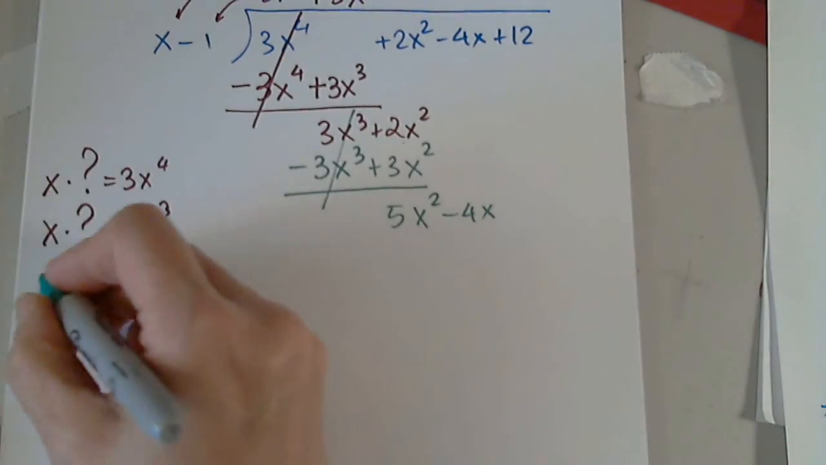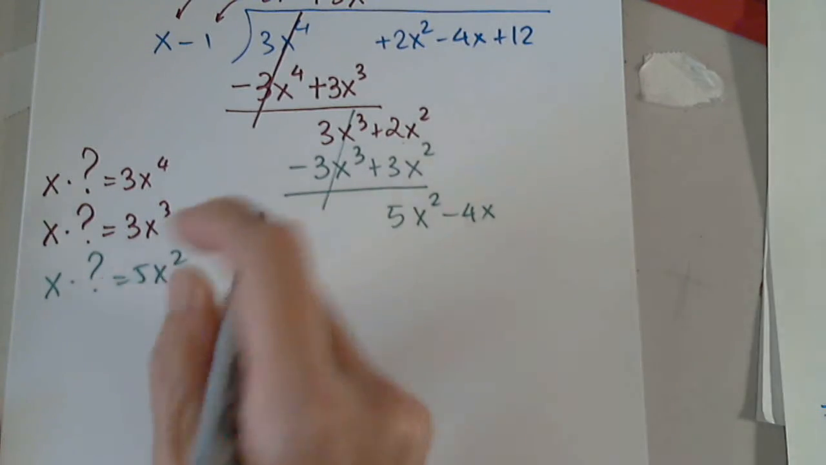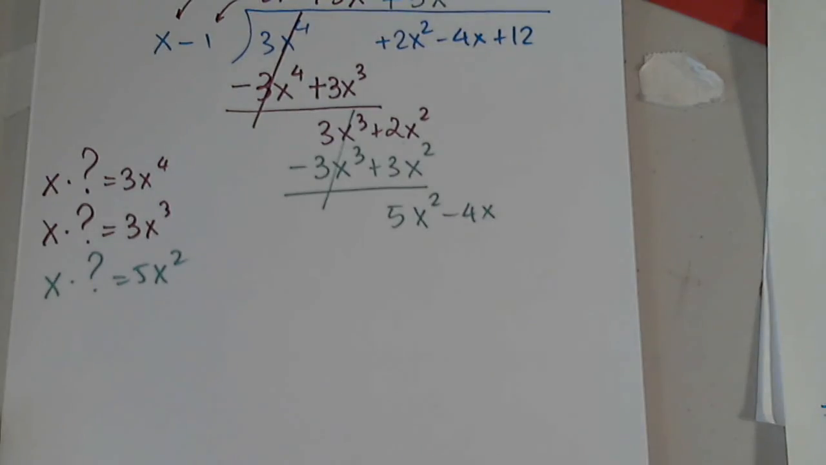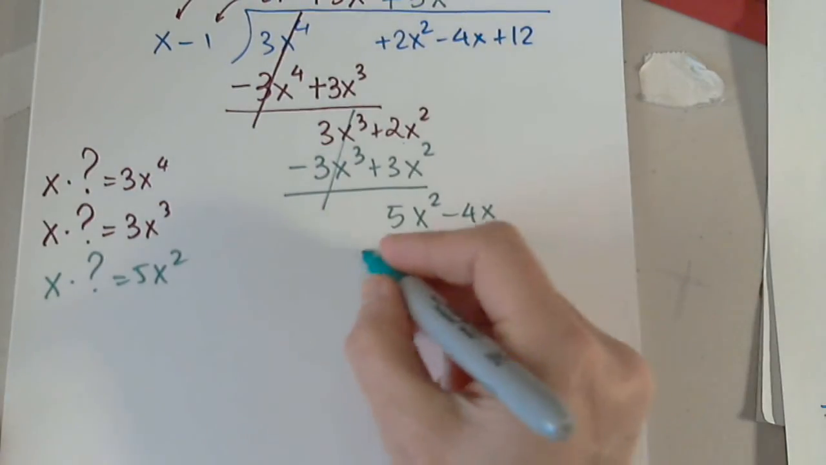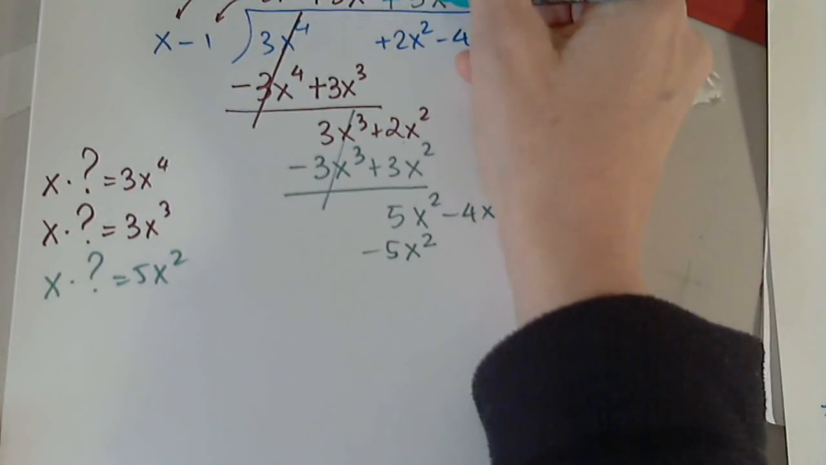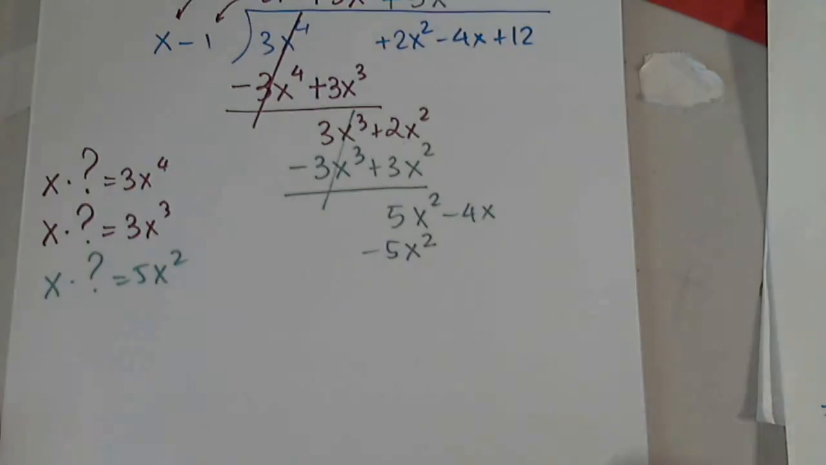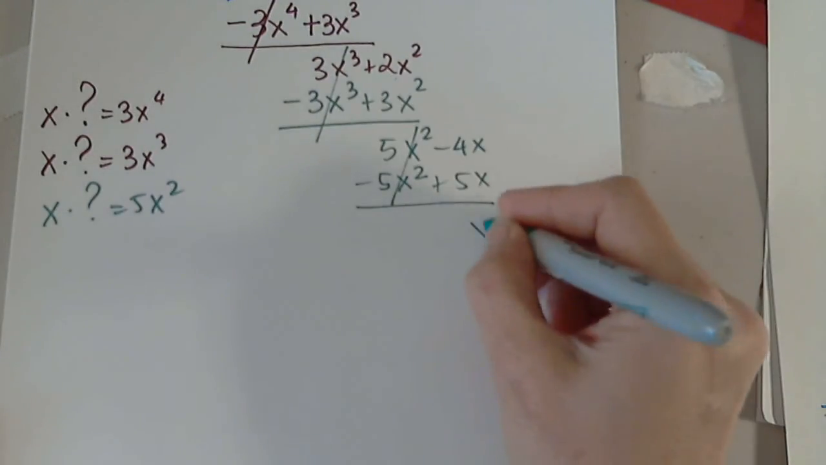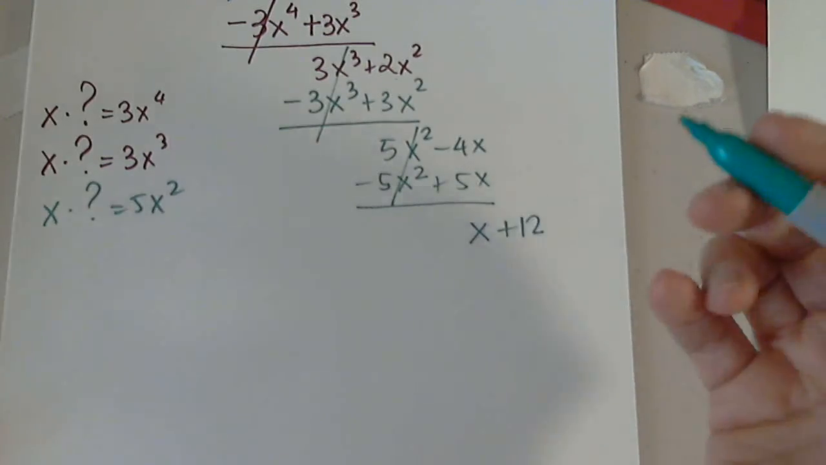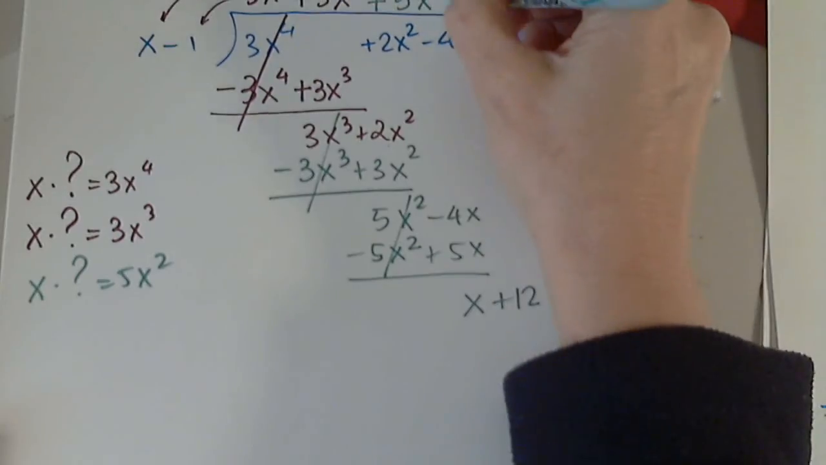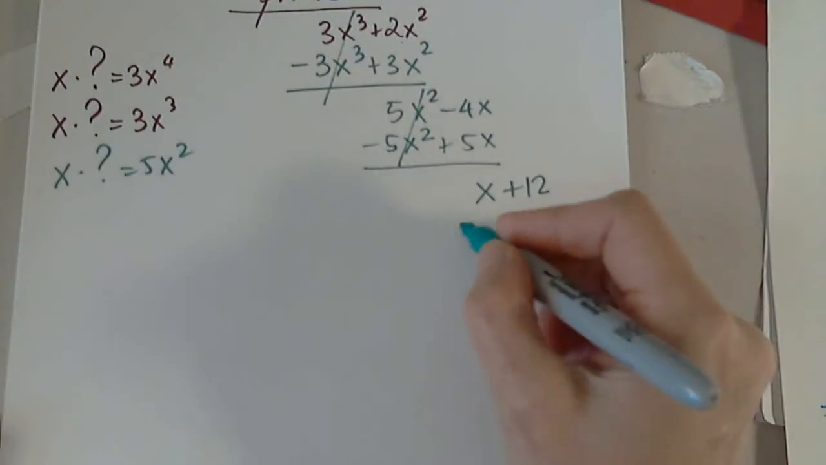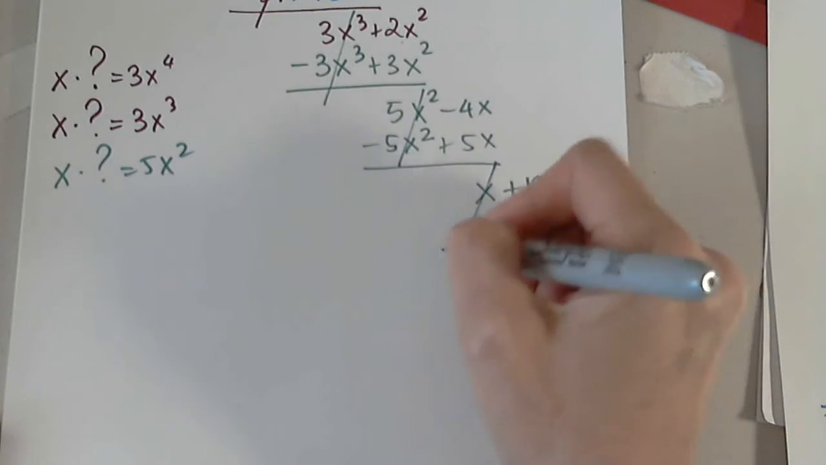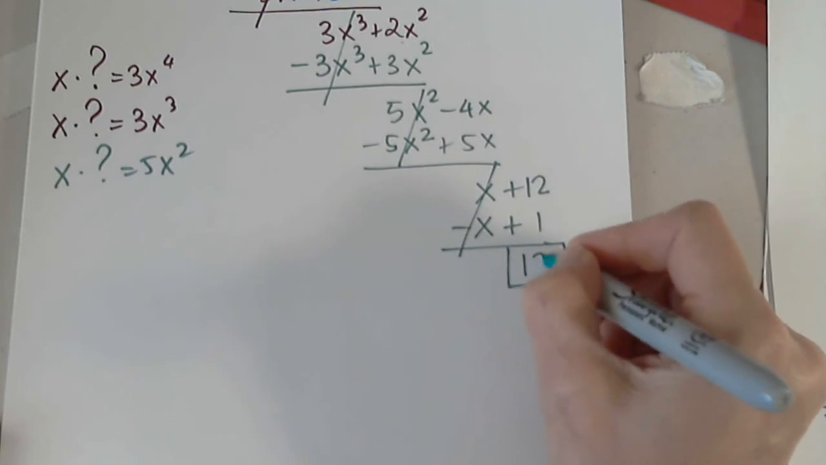X times what is 5x squared? It must be 5x. We do not lie at the top. Plus 5x. I distribute. 5x times x is 5x squared, but I have to change the sign. 5x times negative 1 is negative 5x, but I have to change the sign. Perform the operations and bring down the next in line. Final question: x times what is x? Of course, it's positive 1. 1 times x is x. Subtract. 1 times negative 1 is negative 1, but I have to change the sign. And I box in what is called the remainder.